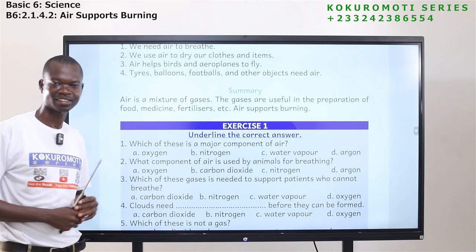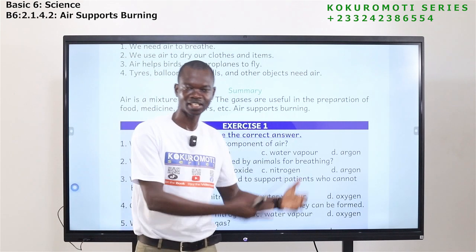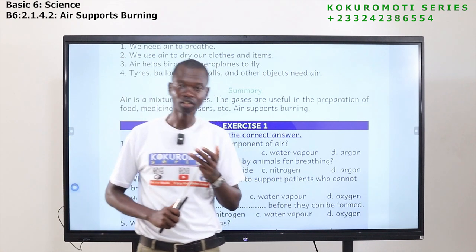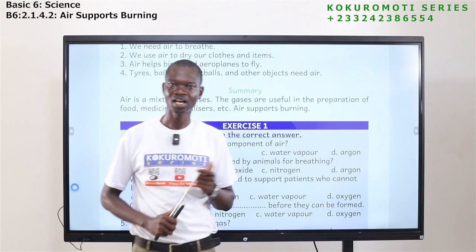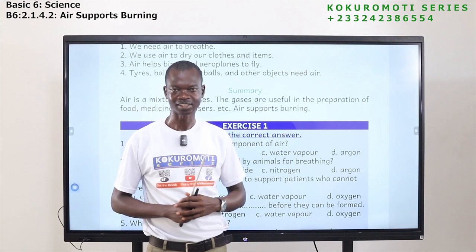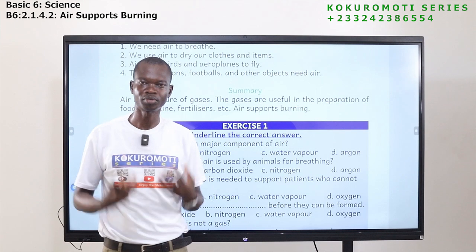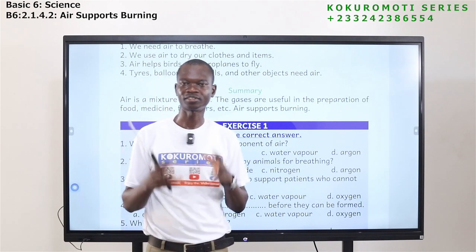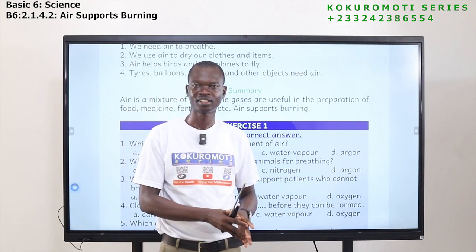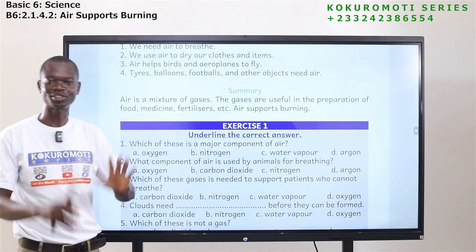We have learned about gases. We have learned about gases that come together to form air, and we said that air is a mixture of gases. The composition of gases, we have seen them: nitrogen, oxygen, argon, carbon dioxide, water vapor and other gases. We have also seen the uses of all these components of air. We have also watched a video about how air supports burning. And finally, we looked at the importance of air. So that is what we have learned today.